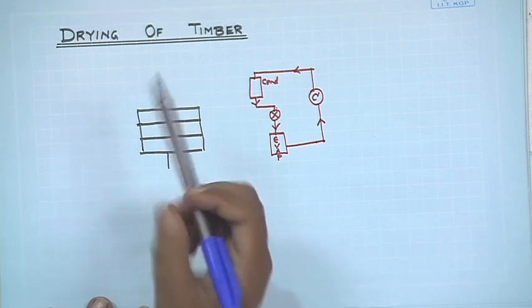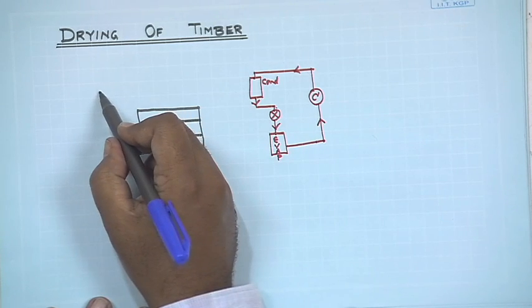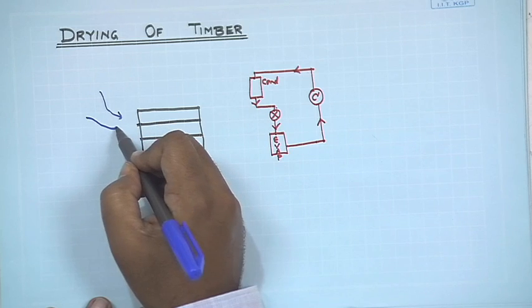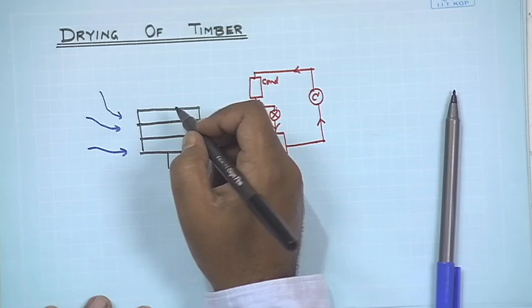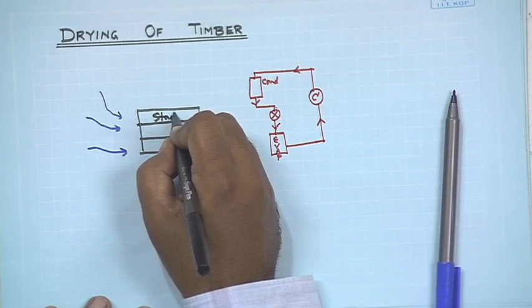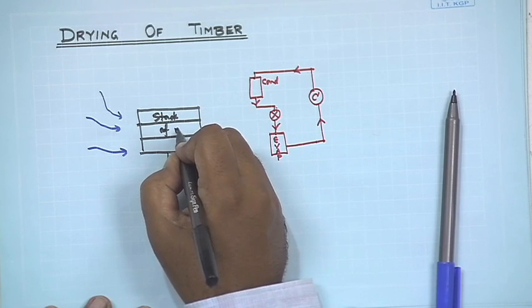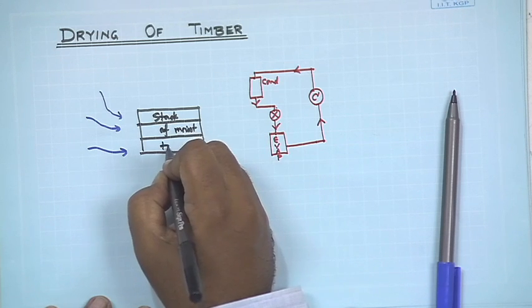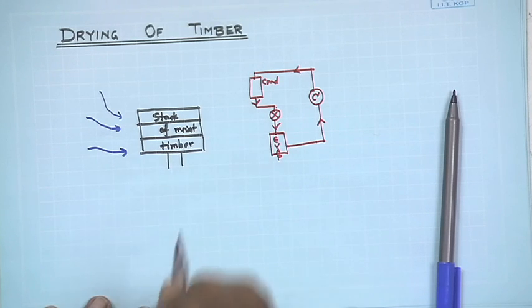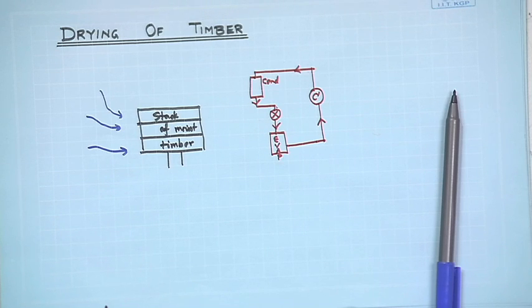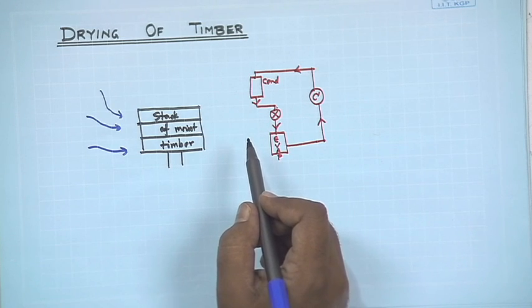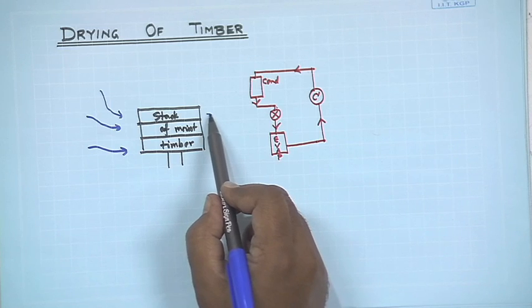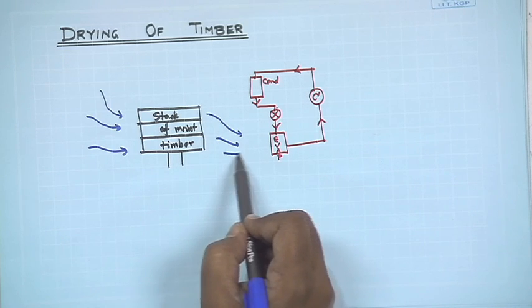What do I need? I have air, and I need hot dry air to come and dry this timber. So this is a stack of moist timber, and I need to dry this. How will I do it is the next question. What I will do is, I have room air. I will first draw the loop and then we will talk about it.